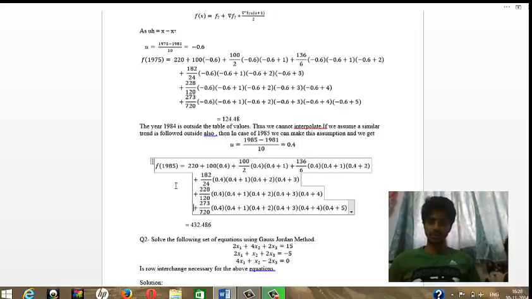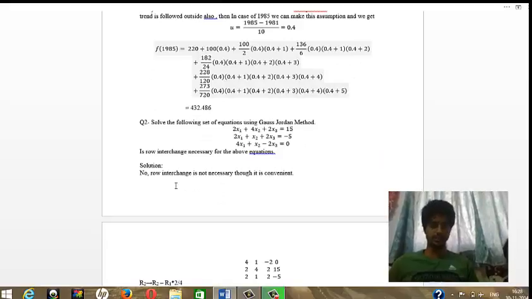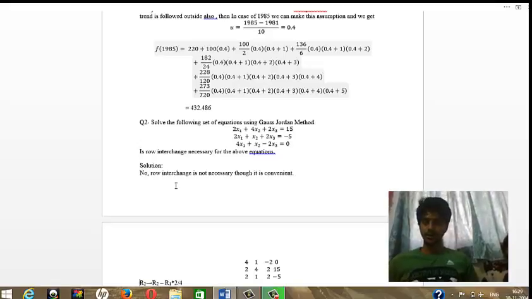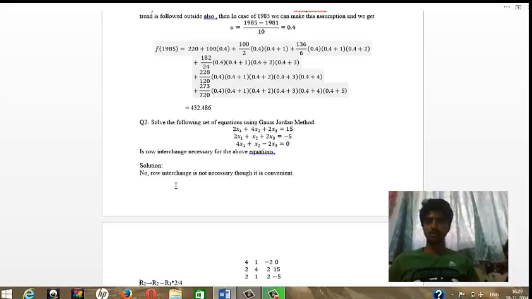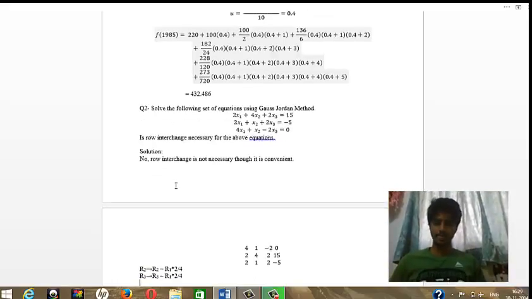The second question is: solve the following set of equations using the Gauss-Jordan method. They have given us the following three equations, and we have to solve this set of equations using the Gauss-Jordan method. And one more question is here: is row interchange necessary for the above equations? So we proceed to the solution. No, row interchange is not necessary, though it is convenient.